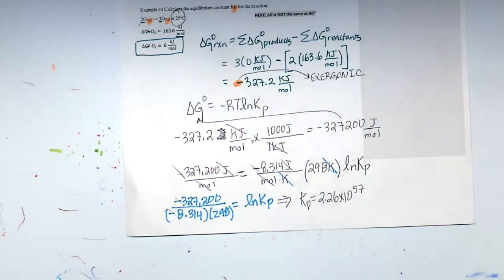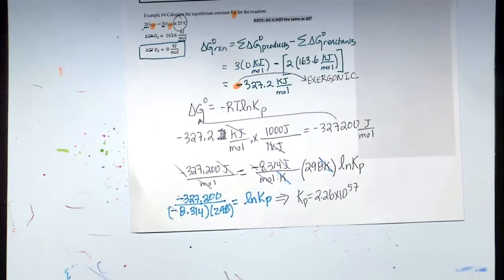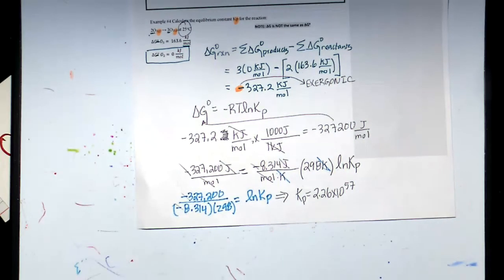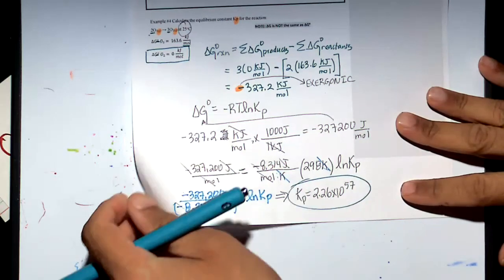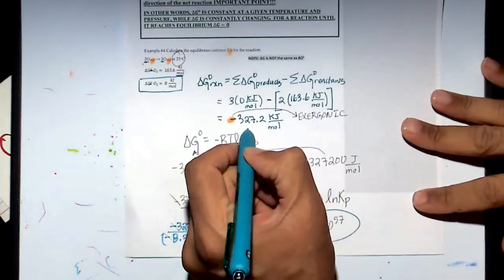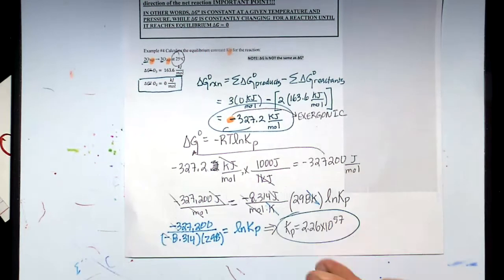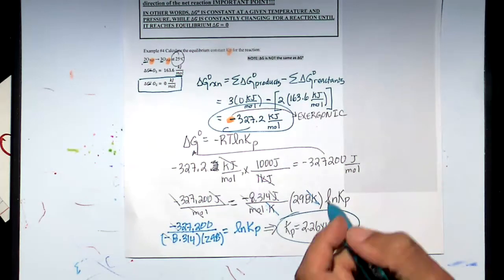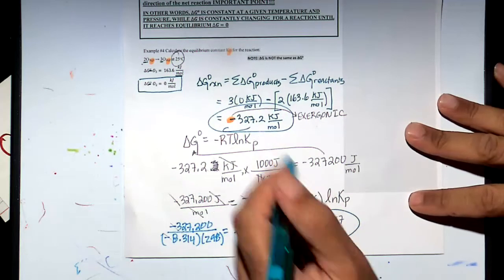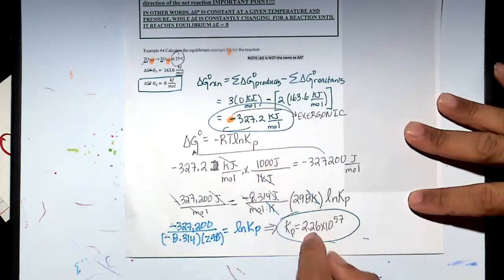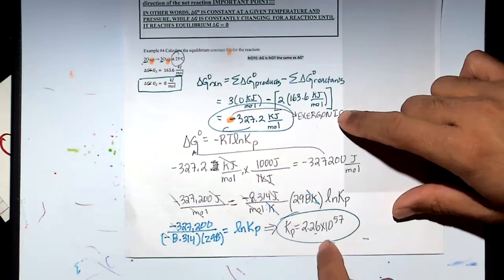All right, so that is our answer. So Kp, is that a large number, 10 to the power of 57? Okay, it's massive. And what about this negative value? Okay, I guess you can call that massive. These two corroborate. Okay, that's what I want to tell you. These two corroborate. This is exergonic.